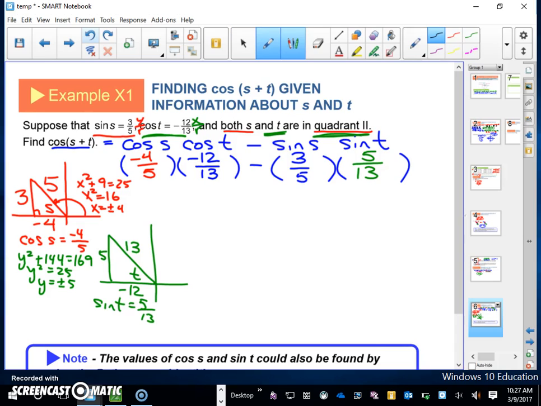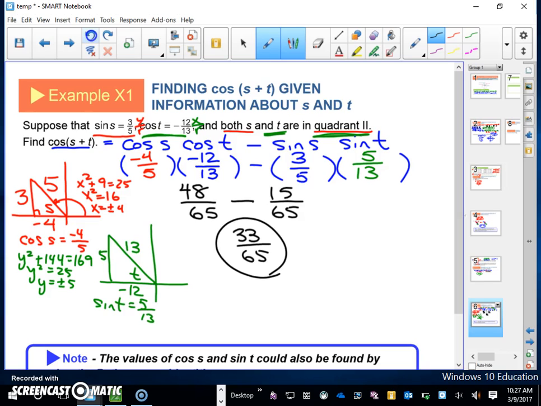Once I've got all those holes filled in, I simplify. Negative 4/5 times negative 12/13 is 48 over 65. Minus 3/5 times 5/13 is 15 over 65. 48 65ths minus 15 65ths is 33 65ths. And that's my answer: cosine of S plus T is 33 65ths.